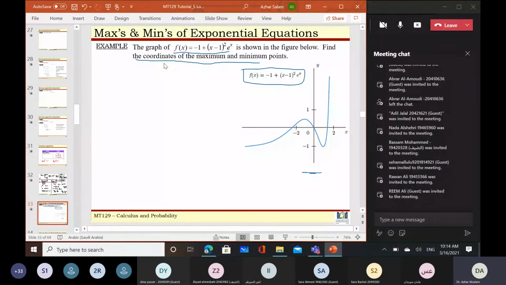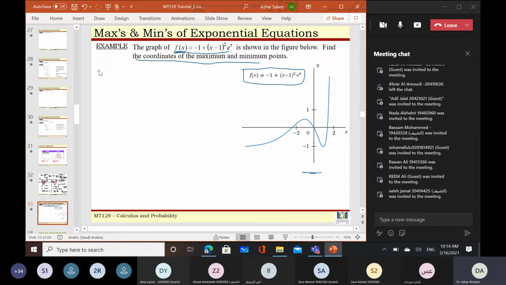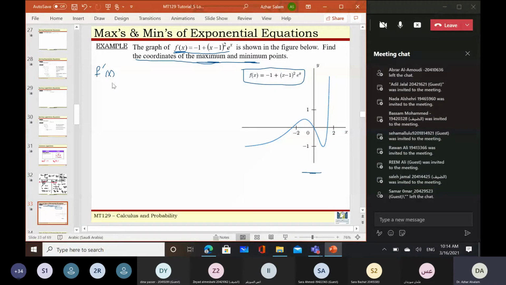Find the points which are the maximum and the minimum points for this function, which contains an exponential part. To find any extrema, maximum or minimum, I will find f dash of x, its derivative, and I will find the critical or stationary points. Critical points mean that the derivative is equal to 0.